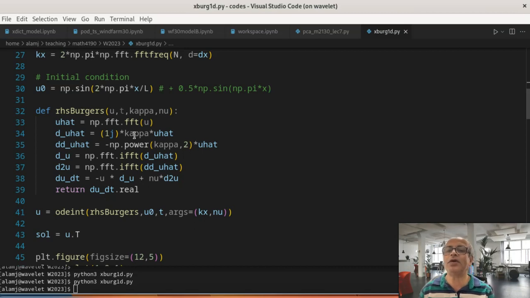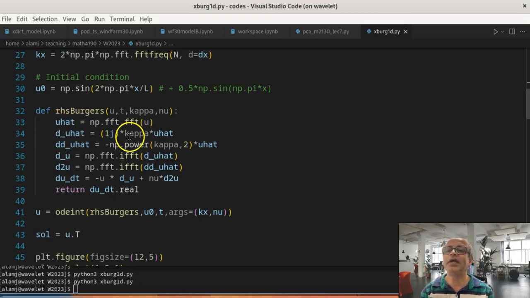I have just called here kappa my definition of kx, just to indicate that this is a local variable. It is immaterial what the name is here. It is important what I pass. So on the first line, line 33 here, I take the solution u, call the numpy FFT routine, and calculate the Fourier transform of u, stored in u hat.